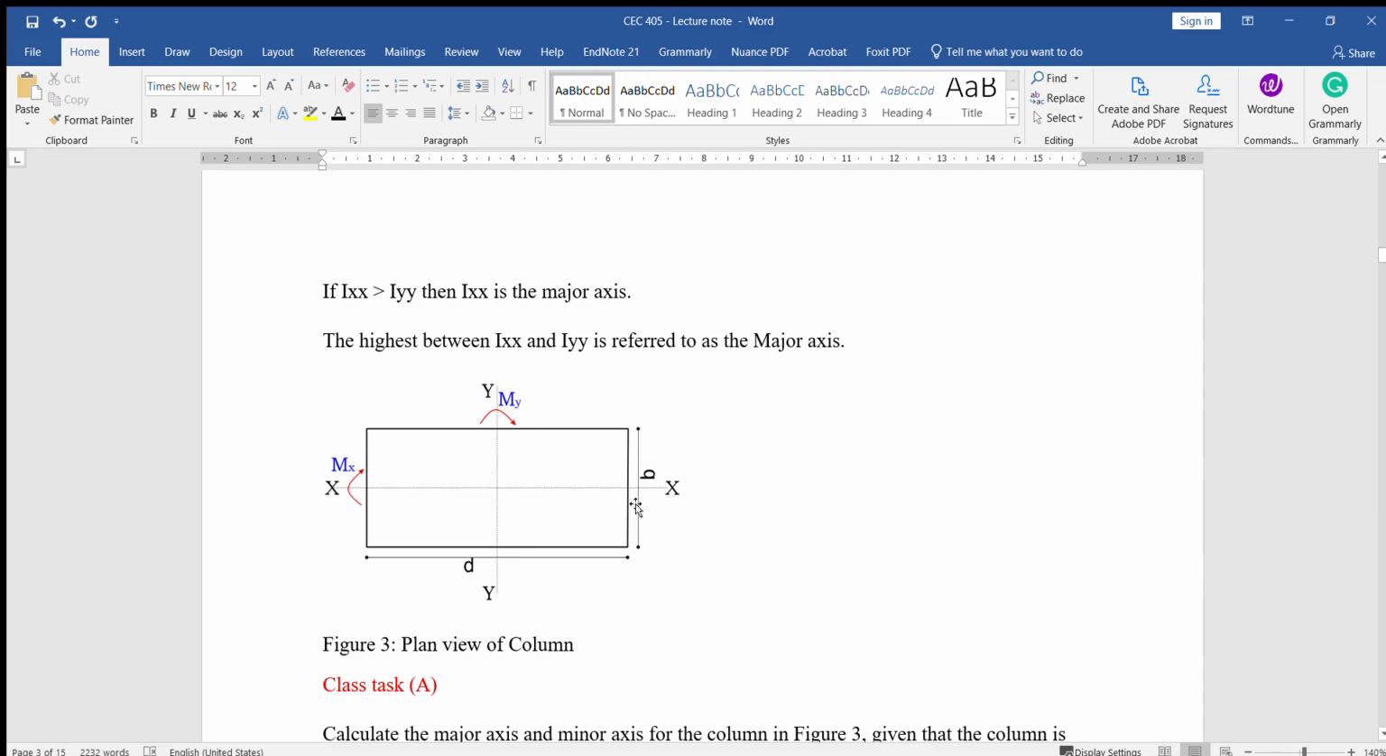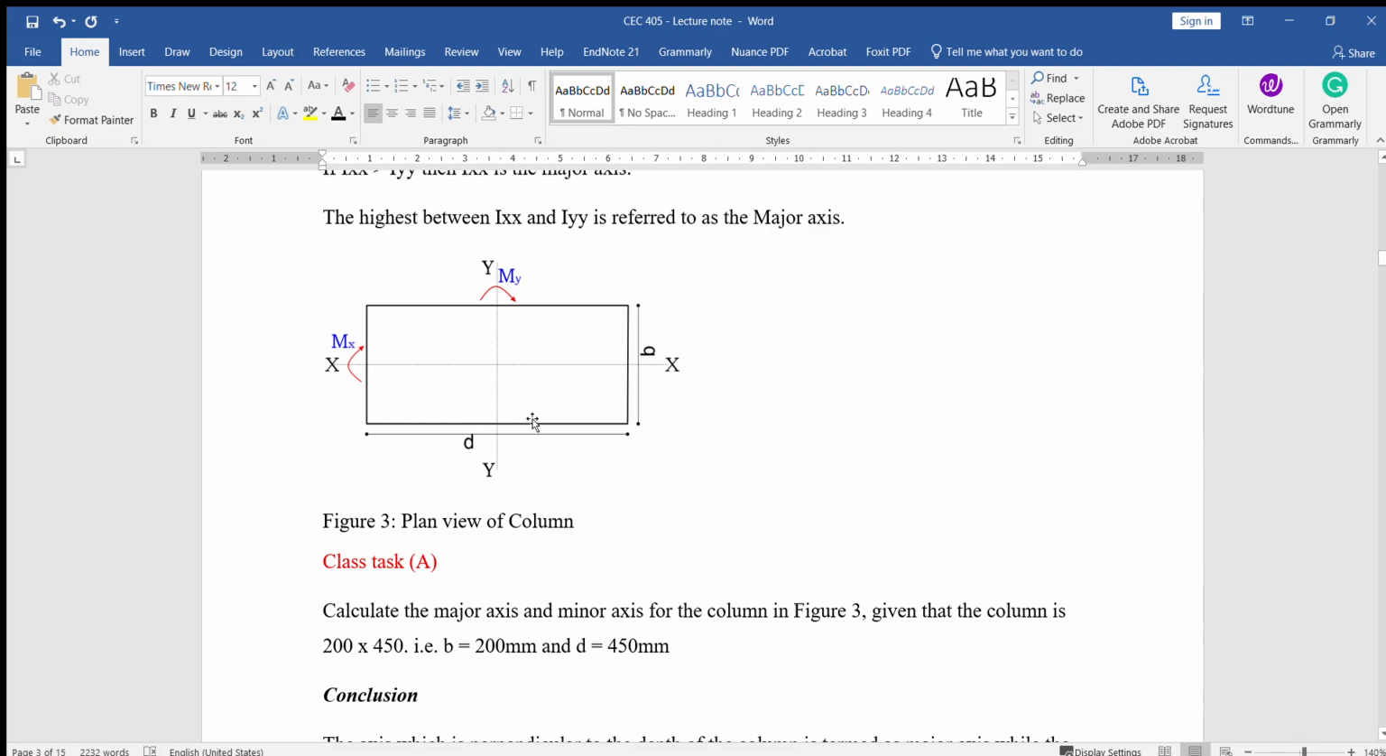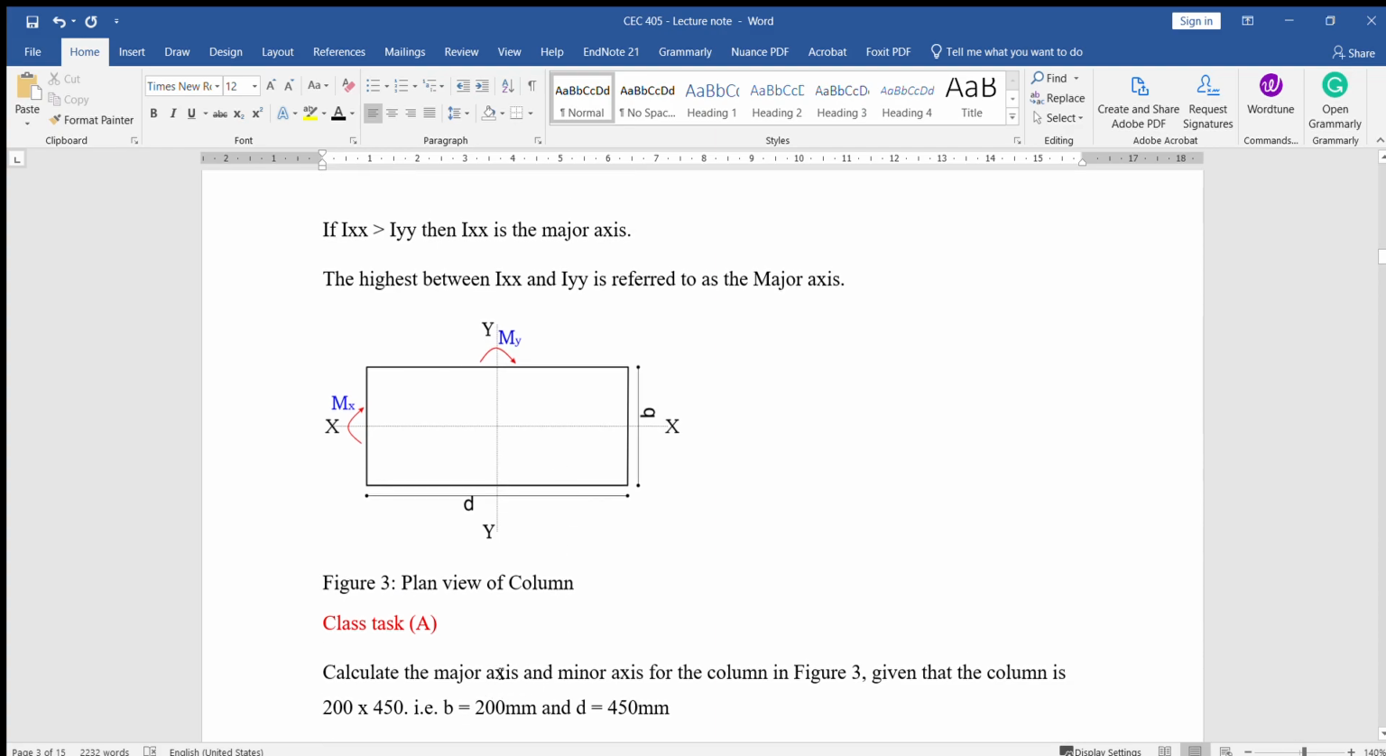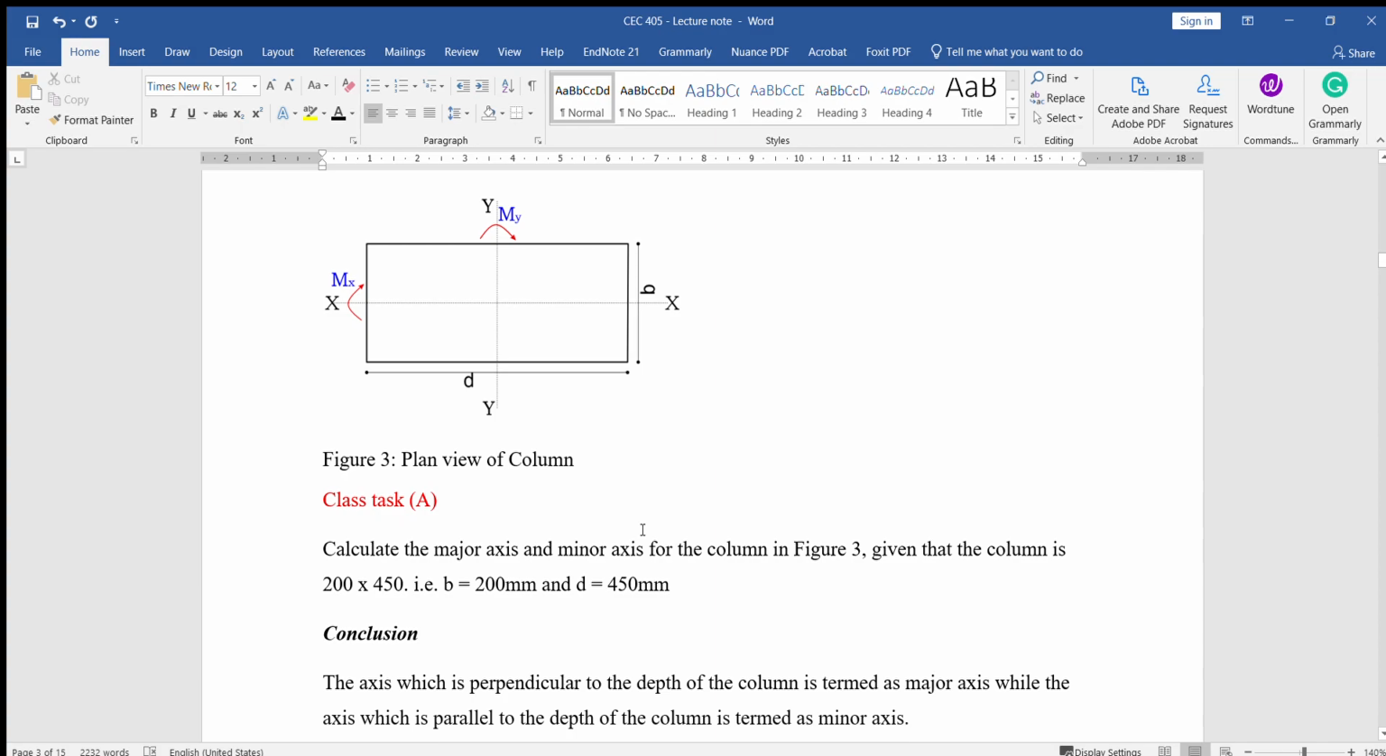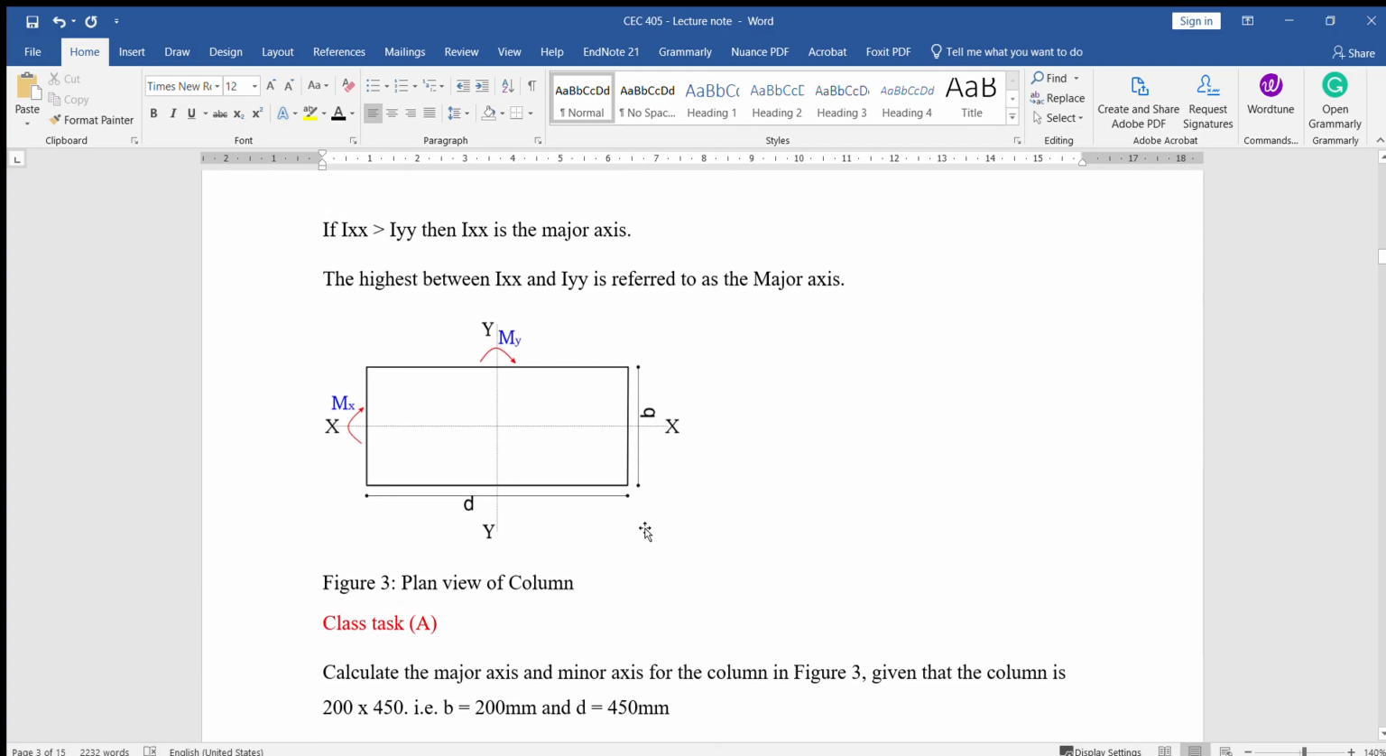Now, the class task is that I want us to practice something. Firstly, I want us to look at this section we have here. I want you to calculate the major axis. This is task A: calculate the major axis and the minor axis of this column in figure 3. Given that the column is 200 by 450 mm, that is, your b is 200 mm and your d is 450 mm. I want that task done, and I will check it in my next lecture.